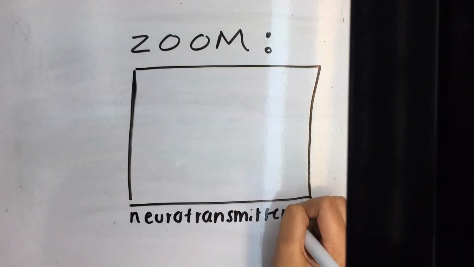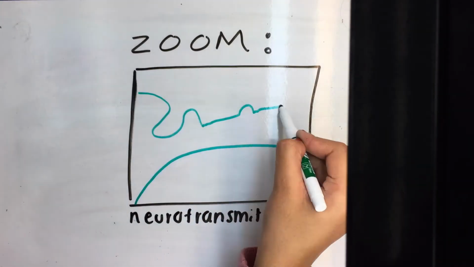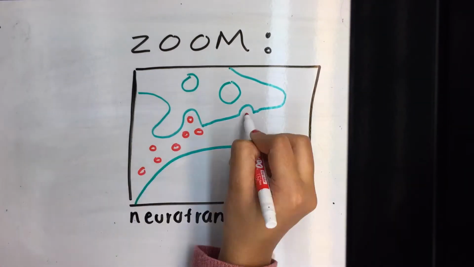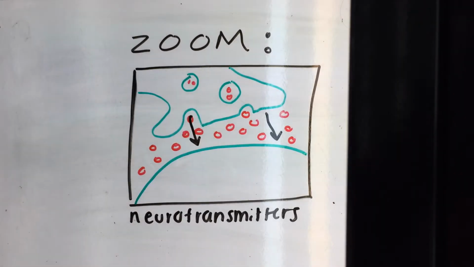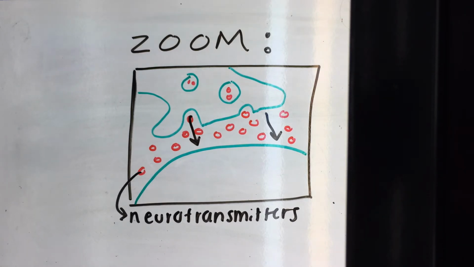Excitatory neurotransmitters stimulate the brain. They depolarize the postsynaptic neuron by making the inside more positive and bringing it closer to its action potential threshold. Inhibitory neurotransmitters hyperpolarize the postsynaptic neuron by making the inside more negative, driving the charge away from the threshold.